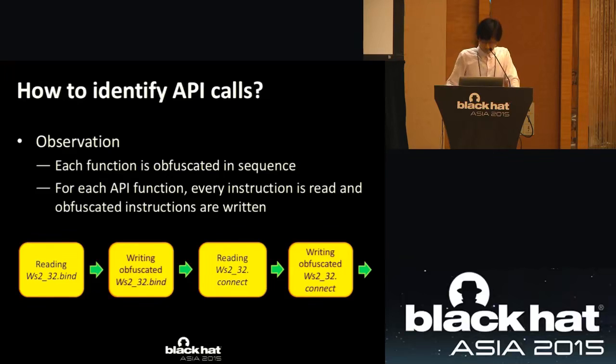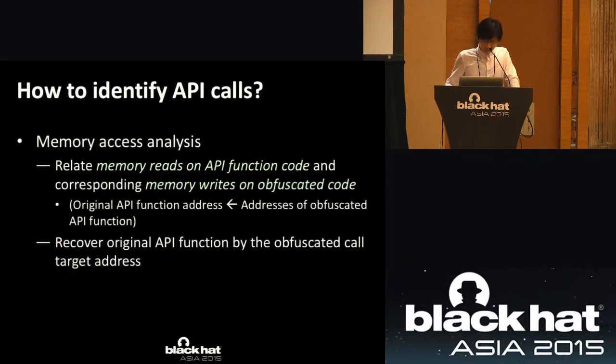So I related memory reads on API function code to the corresponding memory writes of obfuscated code. That is building a map from addresses of obfuscated API functions to original API function addresses. Then we recover the original API function from the obfuscated call target address.